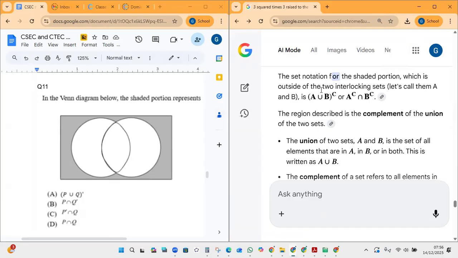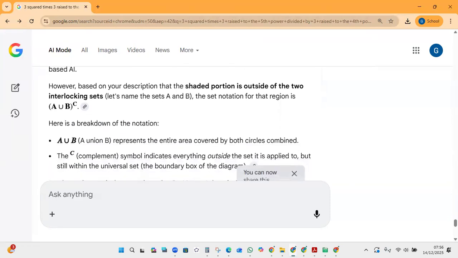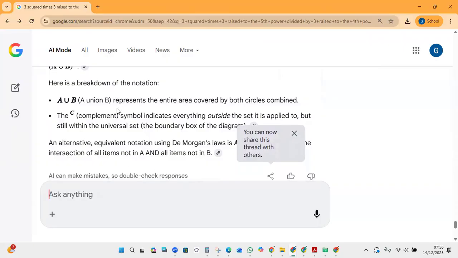Okay, and it goes on to say, let's continue going lower down. Here is the breakdown of the notation. A union B represents the entire area covered by both circles combined. The C, meaning complement symbol, has to be placed above to the right corner of whatever you are representing symbolically. Symbols and diagrams, as I just explained, mathematics transfers words to symbols and diagrams. So it indicates everything outside the set it is applied to, but still within the universal set. So the box, the Venn diagram, is the universal set.